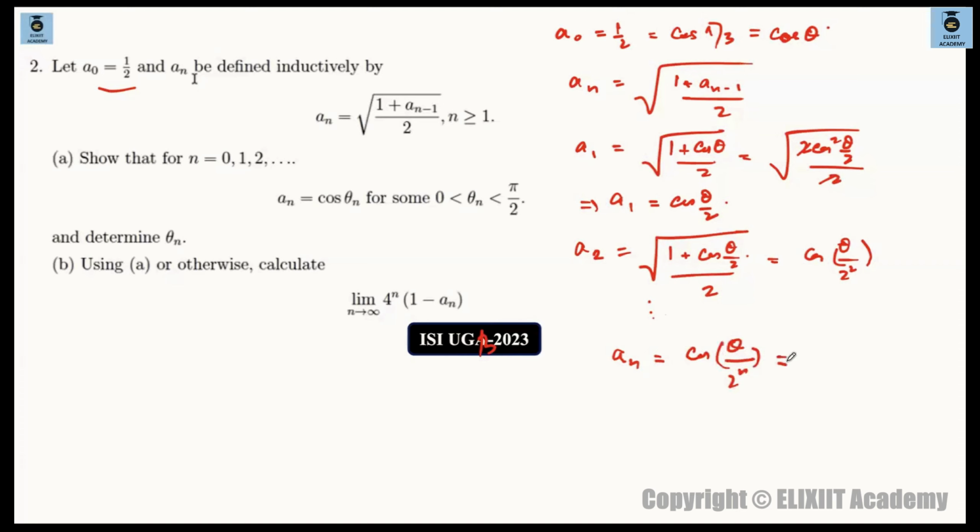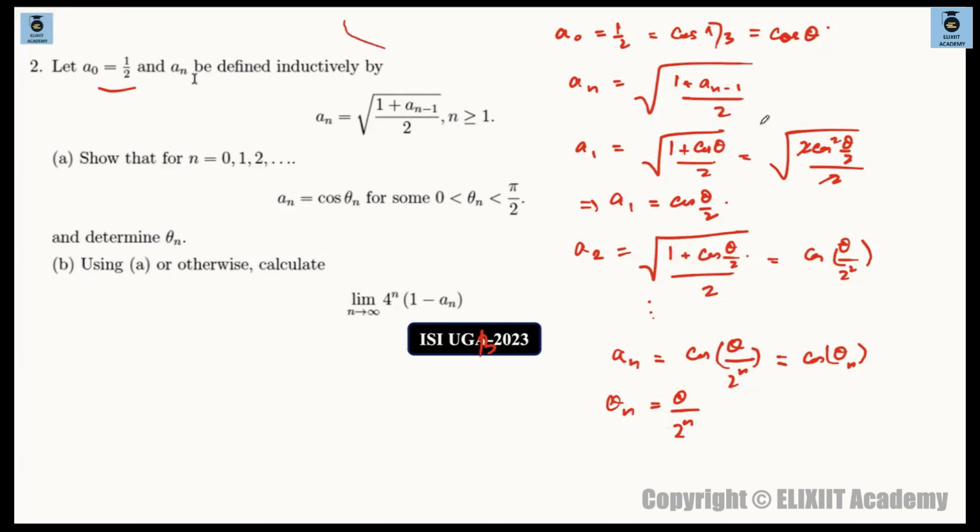और इसी को हम मान लेंगे cos of theta n. इसी को हम मान लेंगे क्या? Cos of theta n. ये बोल रहा है कि show that for n is equal to 0, 1, 2 and so on, in general, an will be cos of theta n. देखो, we are getting cos of theta upon 2 to the power of n. This is of the form cos of theta n. So where theta n is how much? Where theta n is theta divided by 2 to the power of n. ठीक है?